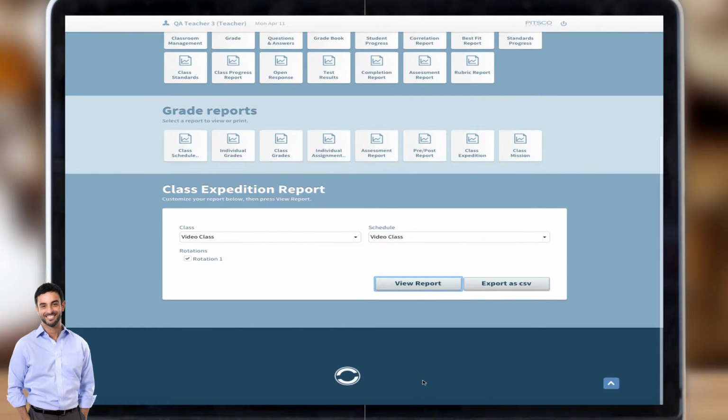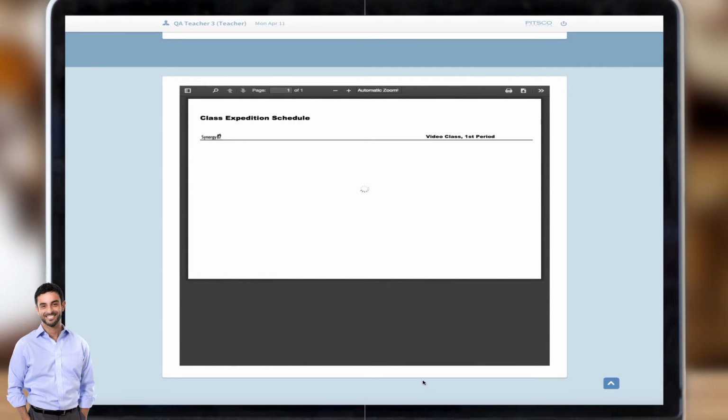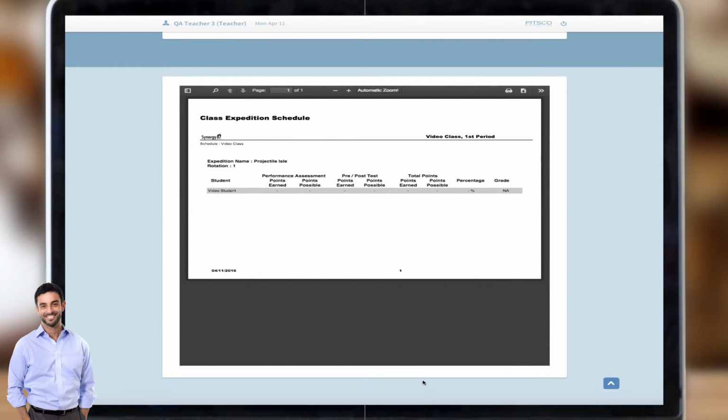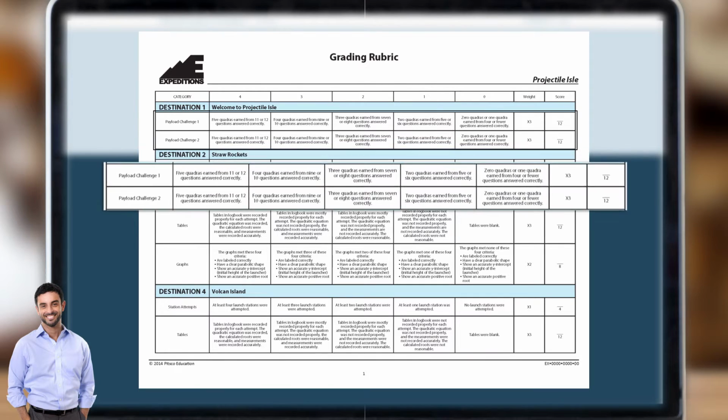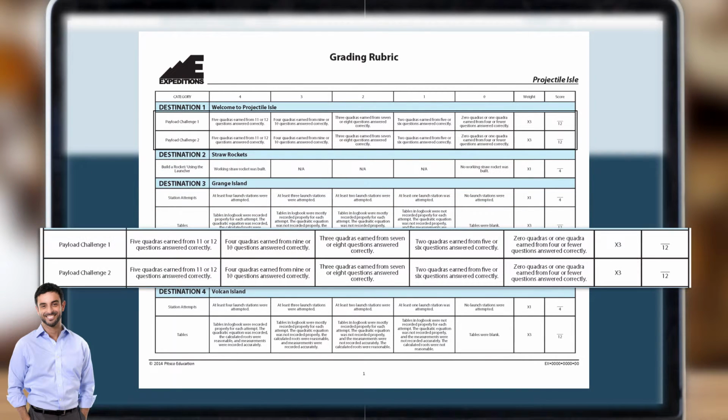Mr. Inyati appreciates the opportunity to grade in real time, assessing Zoe's understanding of key concepts. He uses the Digital Expeditions grading rubric on his tablet. He values how convenient it is to make modifications to the rubric to suit his objectives and the needs of his students.